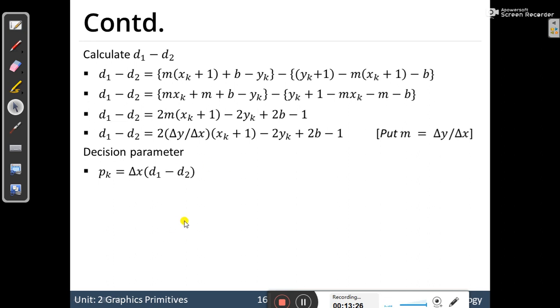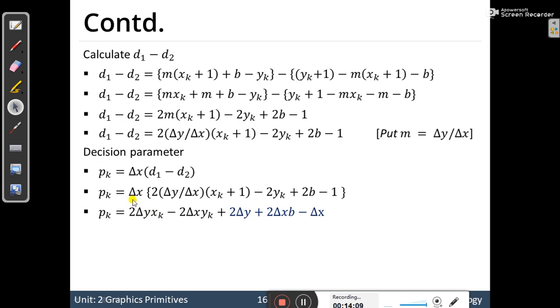So now here you can see the decision parameter pk equals del x times d1 minus d2, meaning that del x is multiplied with this part. So pk will be del x into this equation. Our decision parameter equation is this one. Try to remember this, it is important: pk equals del x times d1 minus d2.